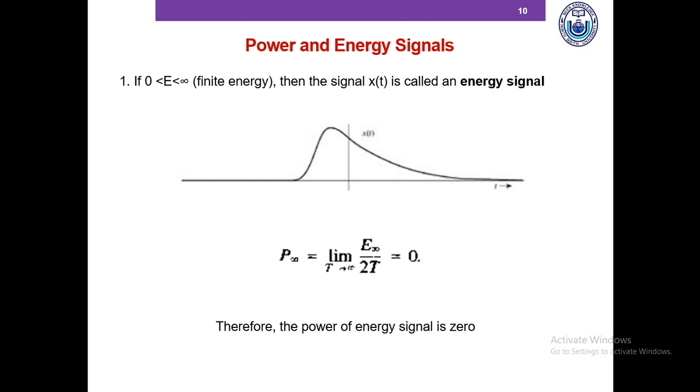If a signal has finite energy, then the signal is called an energy signal. So this is an example of an energy signal. If you compute the energy of the signal, it will be a finite number. But if we apply the formula of power that we just saw and compute the power of a signal which has finite energy, we see that the power becomes 0. So the power of an energy signal is always 0. This is a property of an energy signal.